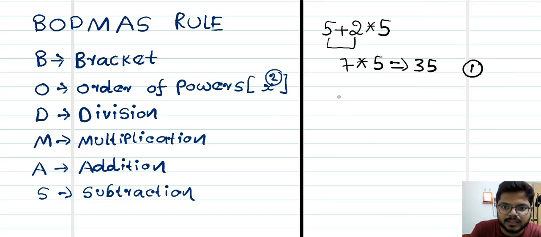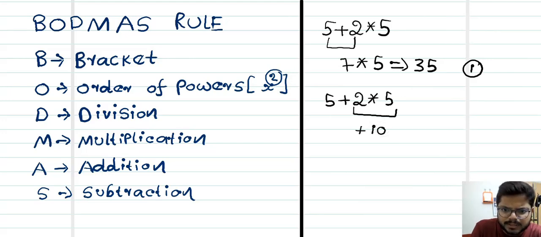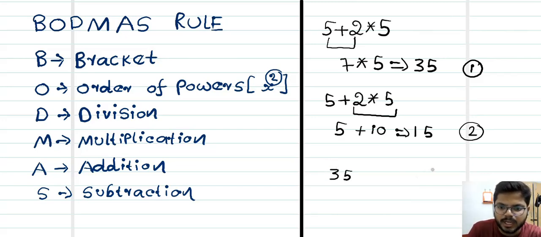And my second case is, I will write the same, 5 plus 2 into 5. In my second case, I will multiply first. So 2 fives are 10, plus 5 equals 15. This is my second case. So I am having two cases. The first one is 35 and the second one is 15. Now which one is correct? To avoid this dilemma, we will use the BODMAS rule.